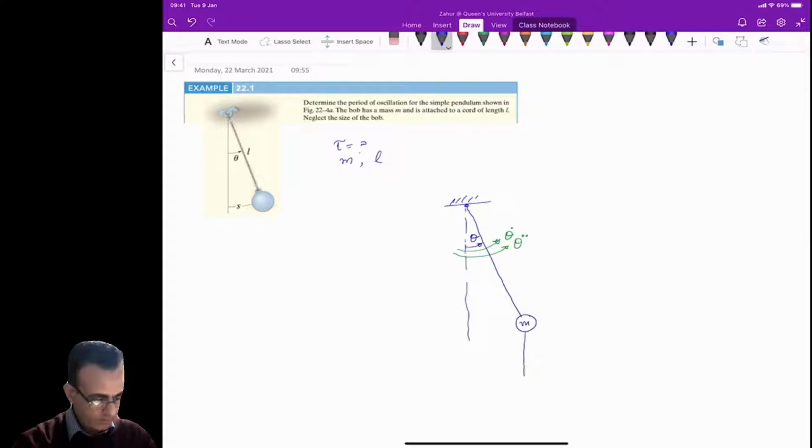So we know that weight is in this direction, so mg, which we can split into two components. One in this direction here and one in this direction. And this angle is also theta. This is mg cos theta and this is mg sine theta.